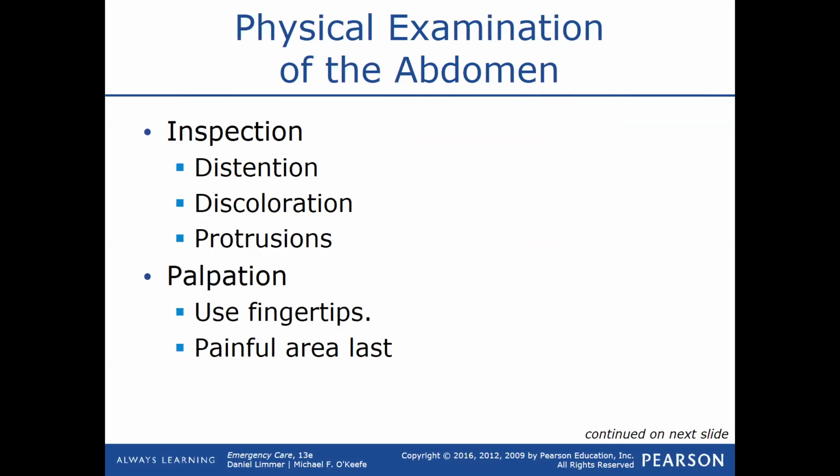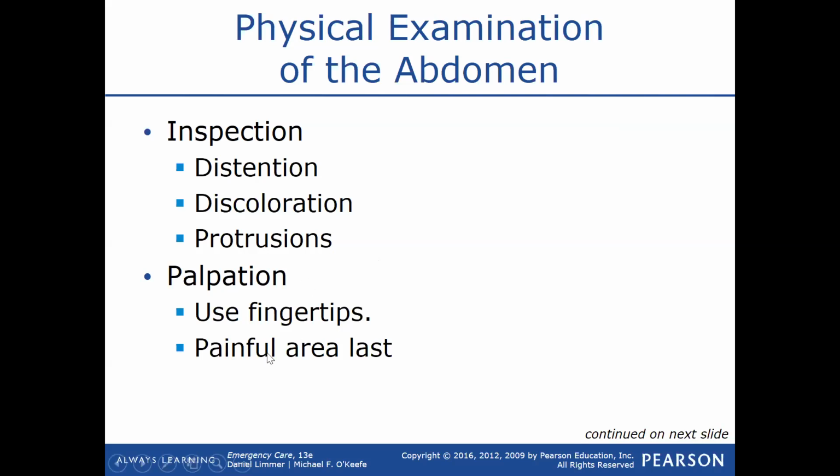See physical examination, distension, we talked about that. That's the stomach bulging out. Discoloration could be like bruising. Protrusions, it's something that's sticking out. Every time you see palpation, think of touching. Palpation means that you're touching something, you're feeling something. Use fingertips, and we always palpate the area of pain, the region of pain, last.